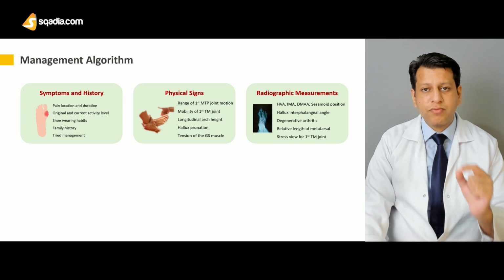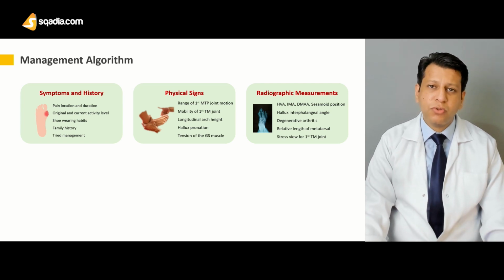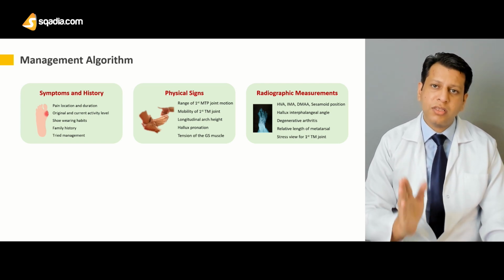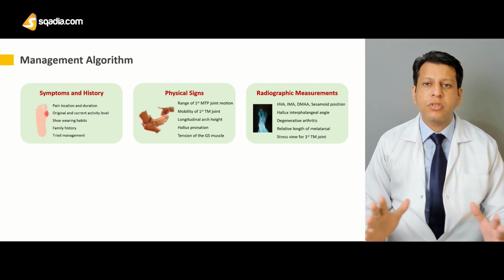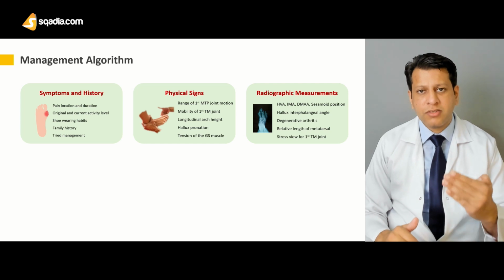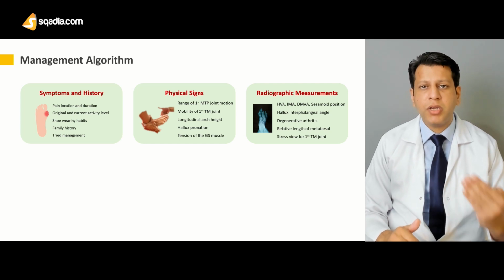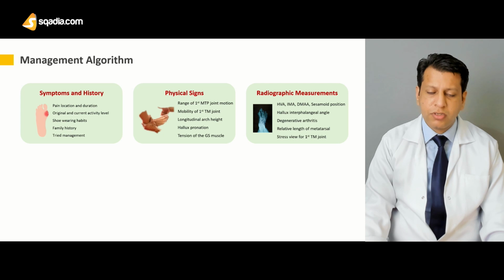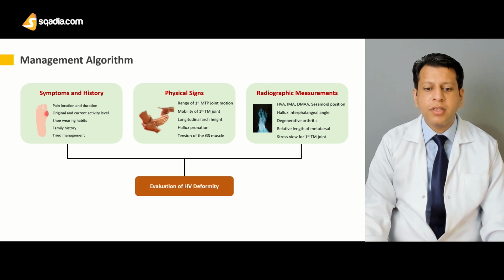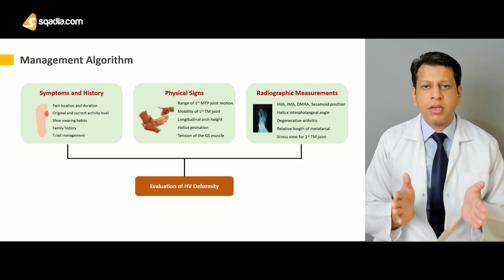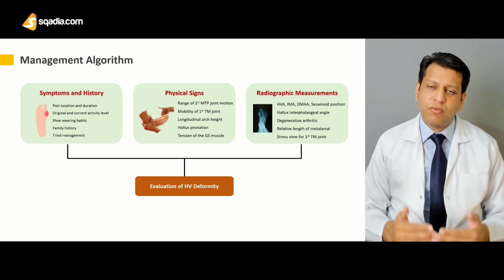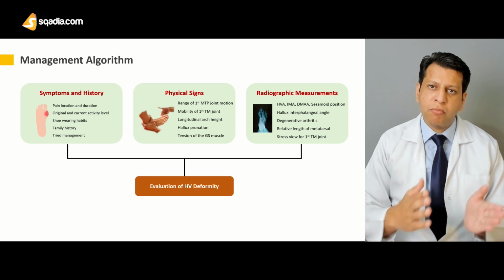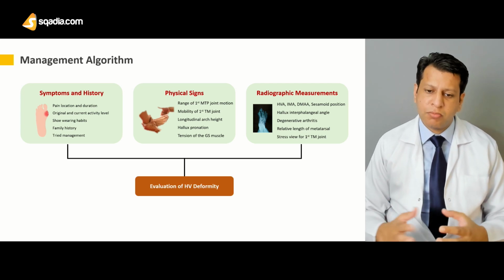Once we have done this, sometimes you require a stress view, but usually the AP, lateral and oblique views, which are weight bearing, are more than enough. But sometimes, to assess exactly the distal metatarsal articular angle, you may require a stress view of the first metatarsal joint as well. Once we have taken the detailed history and examination and radiographically assessed it, we can classify into mild, moderate, or severe category of Hallux valgus.